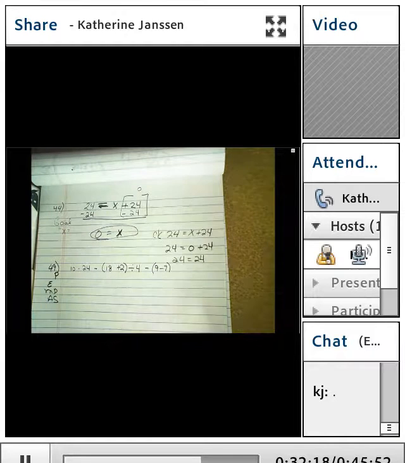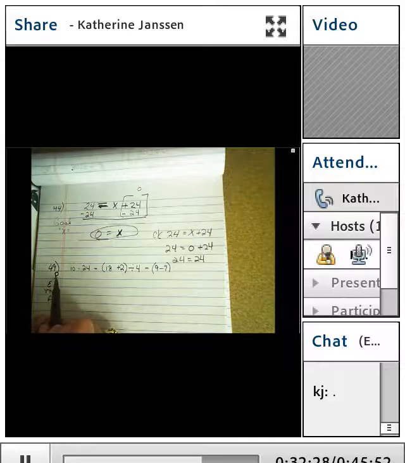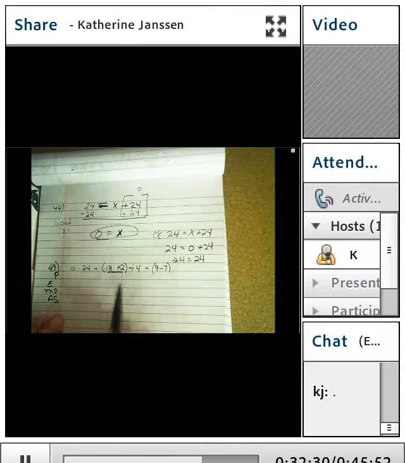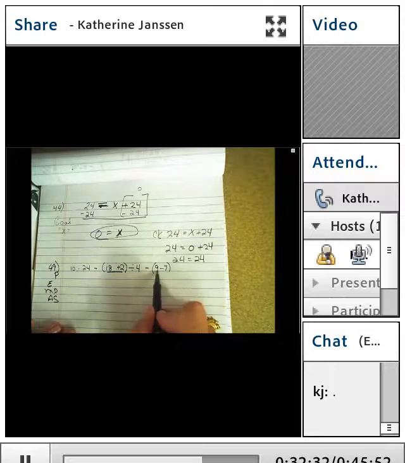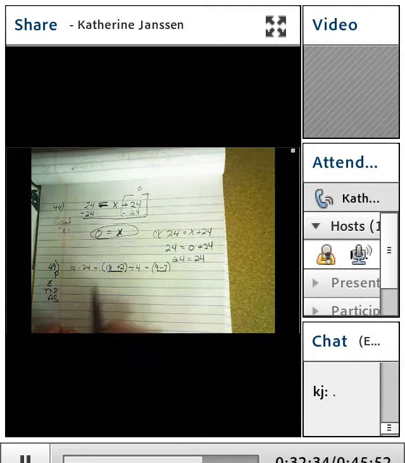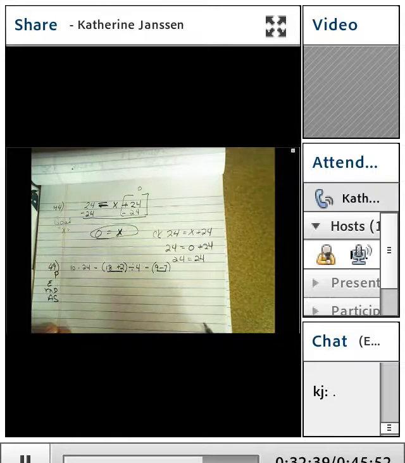Parentheses have the highest precedence, exponents next, multiplication and division from left to right, and addition and subtraction from left to right. So the first thing I'm going to do is look for parentheses, and sure enough, right there are parentheses. There's another set of parentheses. Within the parentheses, I'm still going to apply PEMDAS. Please excuse my dear Aunt Sally.